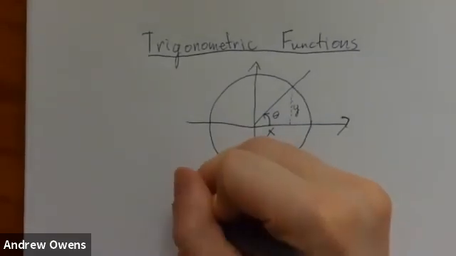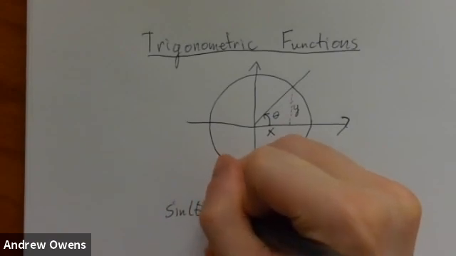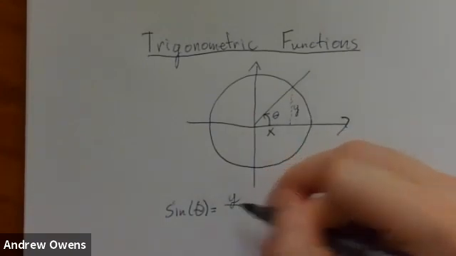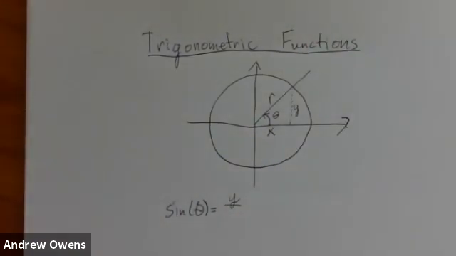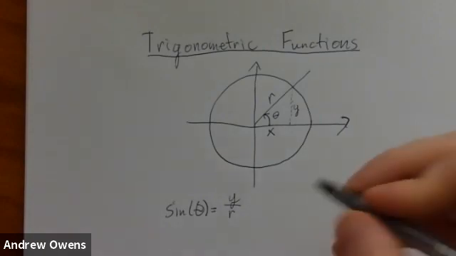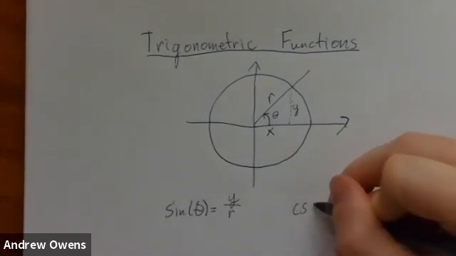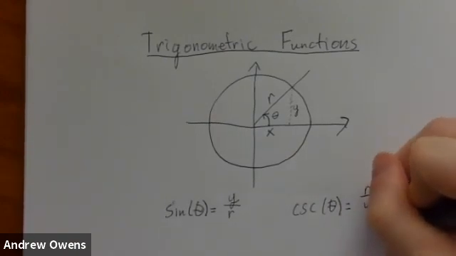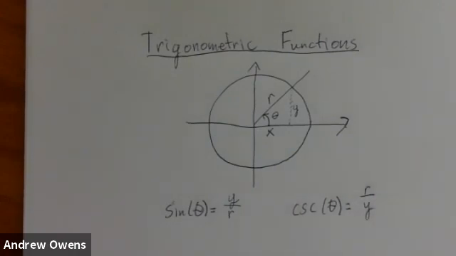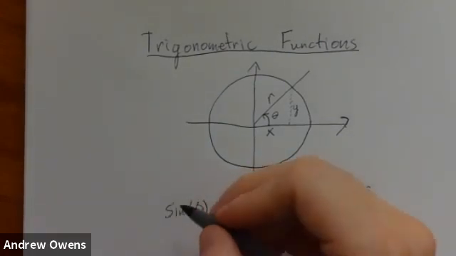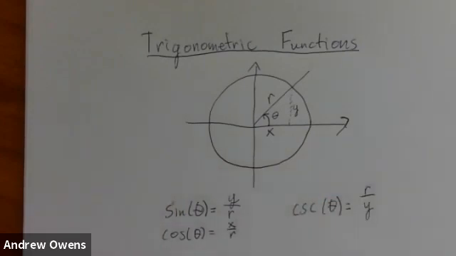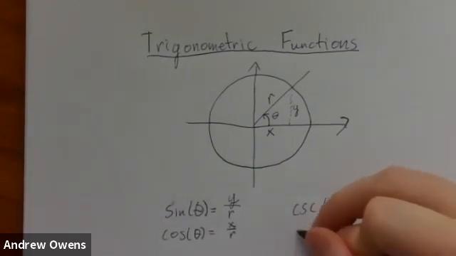So really quickly, if we have sine of theta, this is the ratio of the opposite side, which is y, over the hypotenuse, which is the radius of this circle, so r. Similarly, we have cosecant of theta, which is just r over y, so it's the hypotenuse over the opposite side. Cosine of theta is x over r, so the adjacent side over the hypotenuse.